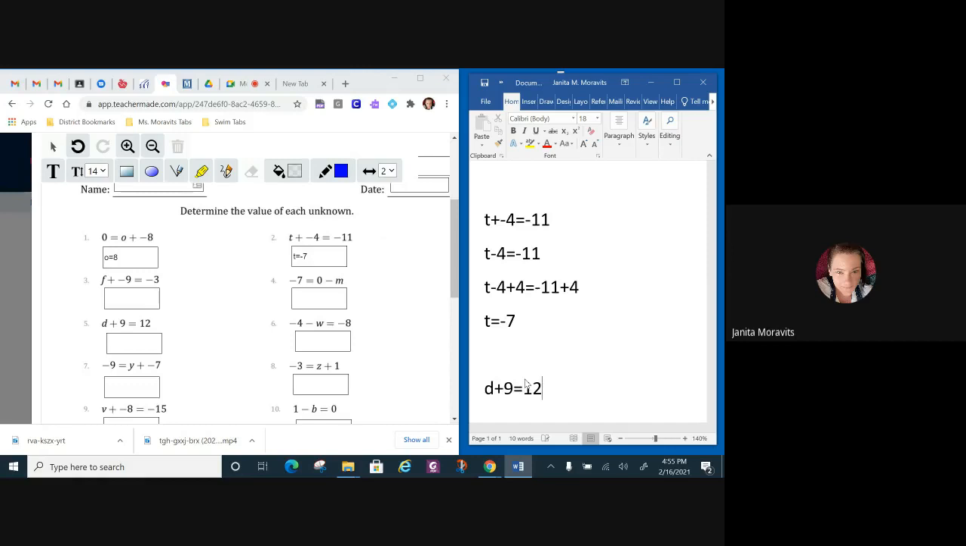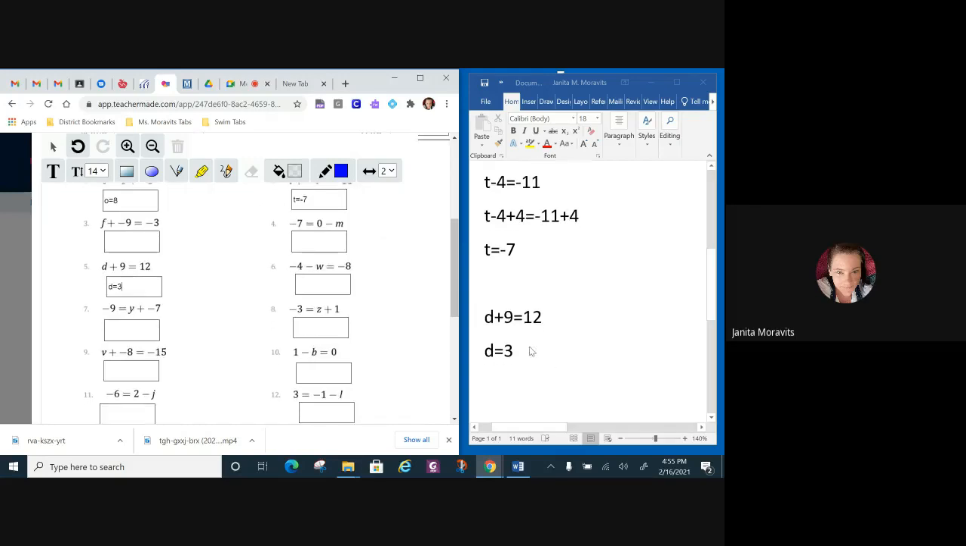Well, we added 9 to this side. So in order to make it go away, we would subtract 9. Well, 9 minus 9 is going to leave us 0, so we're just going to have D left on this side. And then we have a 12 that we have to subtract 9 from as well. And 12 minus 9 will give you 3. So we're going to say D equals 3. All right, these are fairly straightforward.